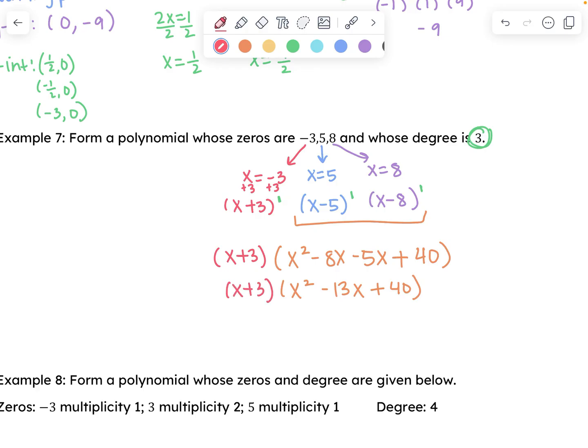And then we've got to distribute out that x plus 3. So we've got x cubed minus 13x squared plus 40x, and we'll do blue, plus 3x squared. If I have 3 times negative 13, that would give me negative 39. And 3 times 40 gives me a 120.